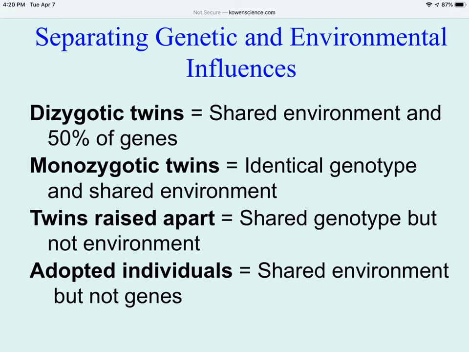So separating out genetics and environmental influences, your fraternal, your dizygotic twins share environment and 50% of their genes. Monozygotic twins are going to have the identical genotype and they have the shared environment. Twins raised apart have the genotype, not the environment. Adopted individuals have the environment, not the genes. Now, I do want to point out that your dizygotic twins and just a sibling pair would share the environment and 50% of the genes as well.